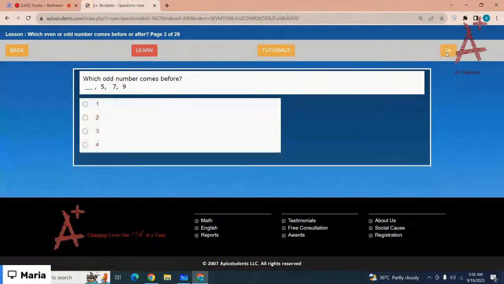Which odd number comes before? So which is the correct option? Which is the odd number before 5? Yes, the correct option is 3. The odd number before 5 is 3.